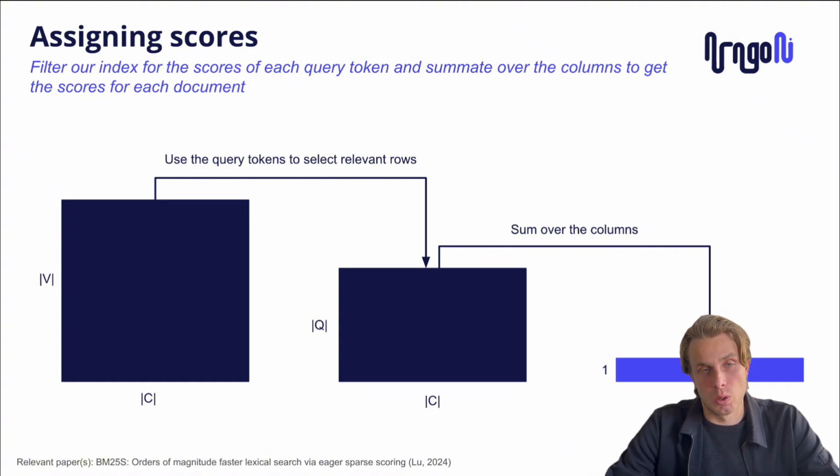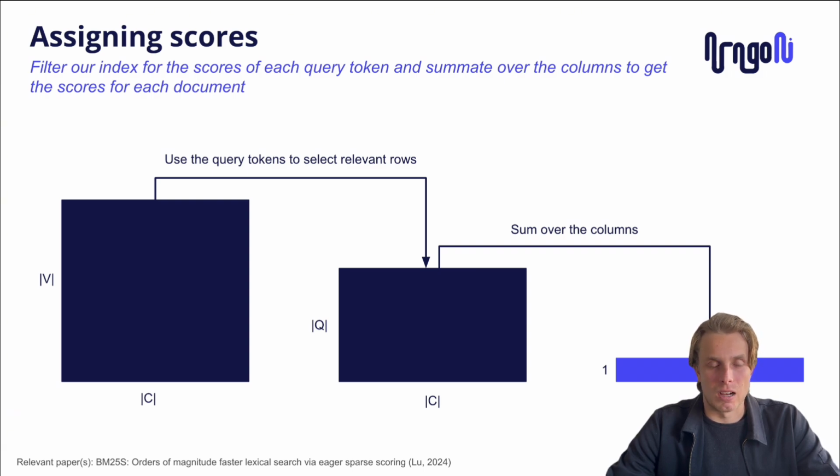A user provides their query, which we tokenize to get subtokens. And then we use these subtokens to filter out the original matrix. And then we summate over each of the columns, which represent each of the documents, to get the total BM25 score for each document. We then do a selection algorithm to get a partition of the top K scoring documents. That's primarily how we do this implementation for BM25s.